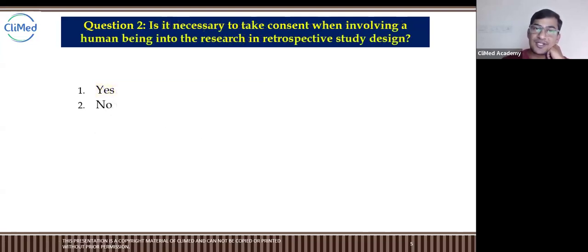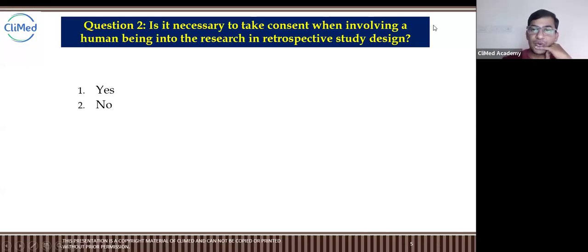Now, question number two. Read the question carefully before answering. This is the statutory warning to all of you. Is it necessary to take consent when involving a human being in the research in a retrospective study design?